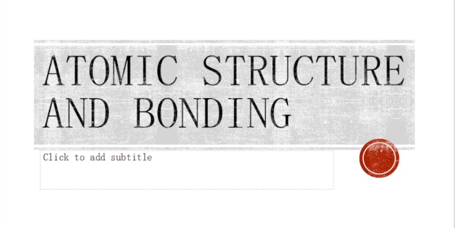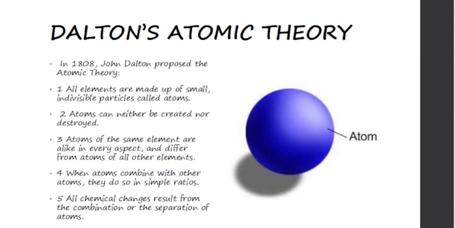And in today's study we are going to be considering atomic structure and bonding. Now, before we get into it, it's important to know what an atom is. An atom is the smallest part of an element which possesses the properties of that element. And with that said, we get into Dalton's atomic theory.